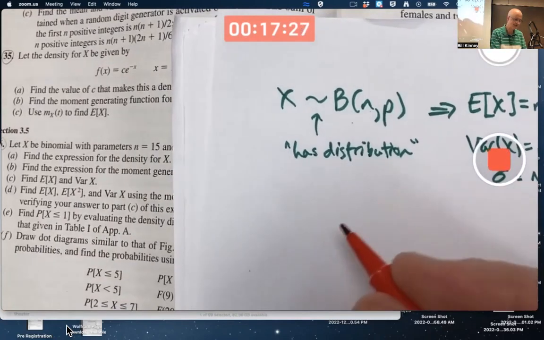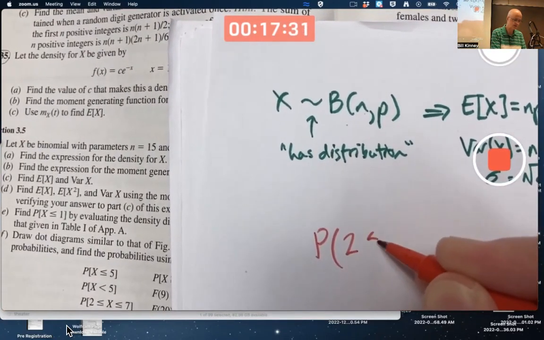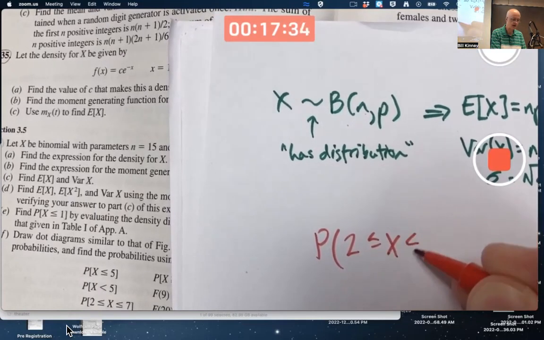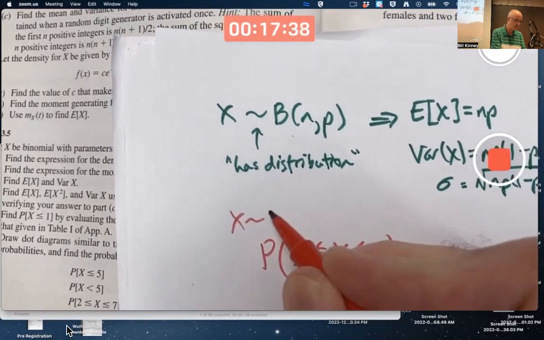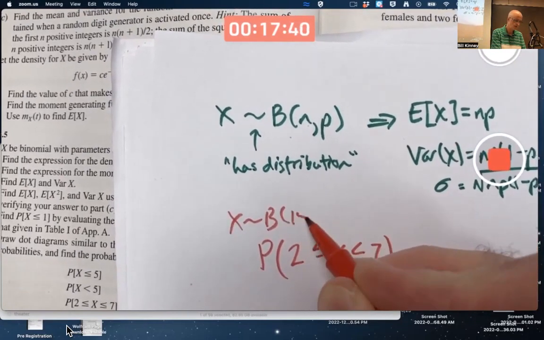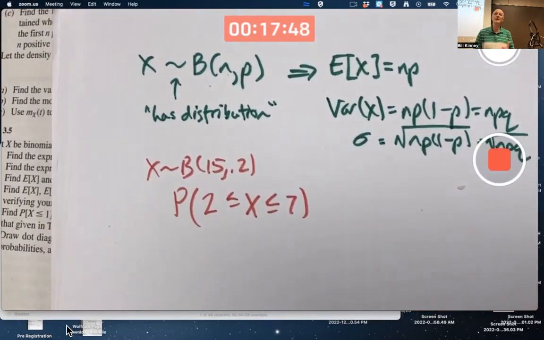But let's emphasize something here. I'm going to use parentheses instead of square brackets. Let's do the first one. Probability that x is between 2 and 7 here, when x is binomial with n equal to 15 and p equal to 0.2. We want to relate this to the CDF. That's what you should have realized. Cumulative distribution function, the capital F. But it's a little tricky with discrete random variables. It's actually easier with continuous random variables.